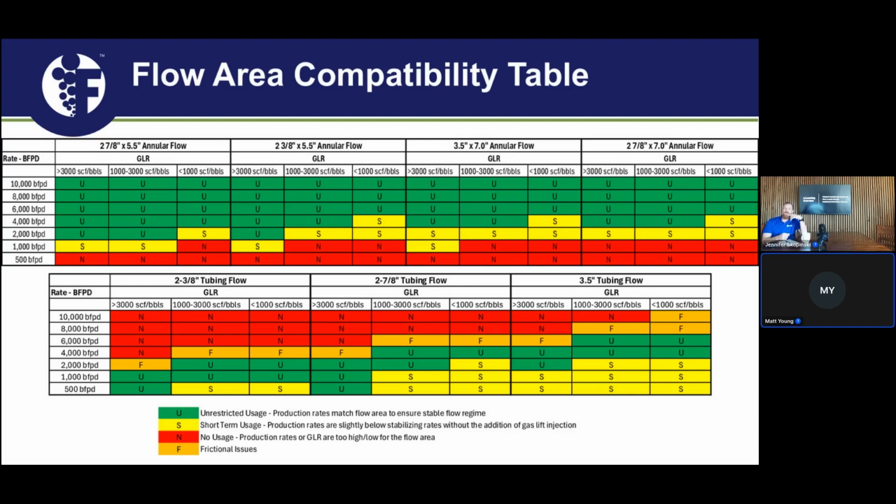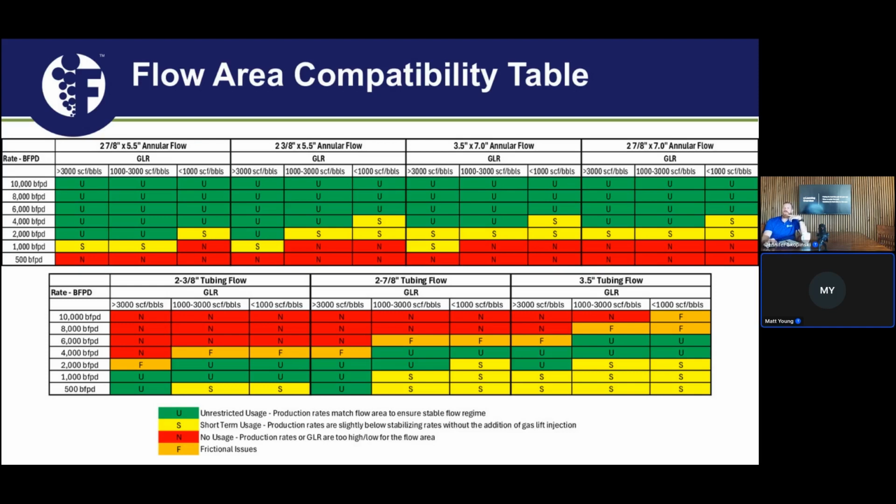And then, of course, in most cases, if you're sub 1,000 barrels per day, annular flow is probably not your best choice. Going to tubing flow is probably going to be your best choice to maximize your production rates, minimize your flow and bottom hole pressures, and keep the well on stable production.